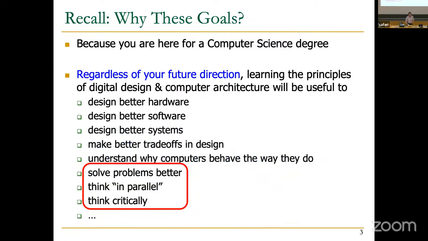So why did we have these goals? Obviously, we discussed this yesterday also, because you're here for a computer science degree. It's kind of embarrassing to tell someone, oh, I work on magic. I don't know how this thing works. Hopefully, if someone asks you how a computer works, you're not going to be embarrassed saying, oh, I don't know. It's more like, oh, I know how it works. I don't know all the details, but here are the basic principles. So that's the beauty of being a computer scientist, I think.